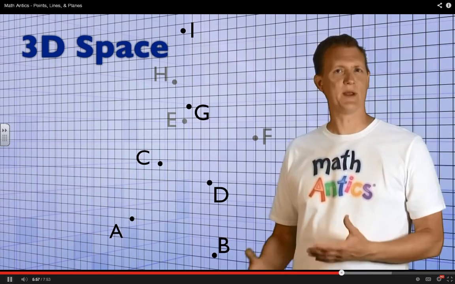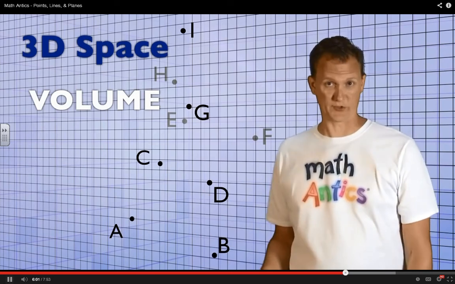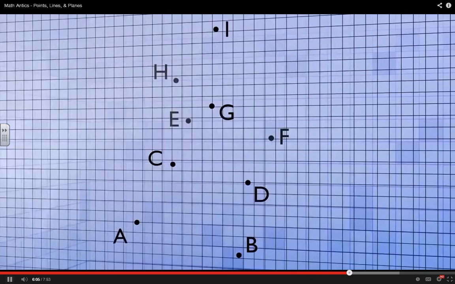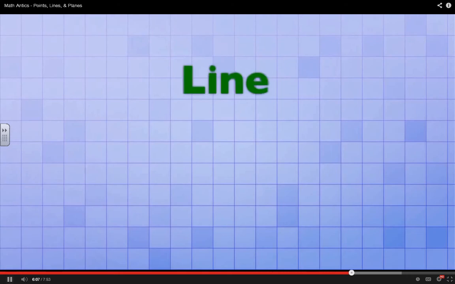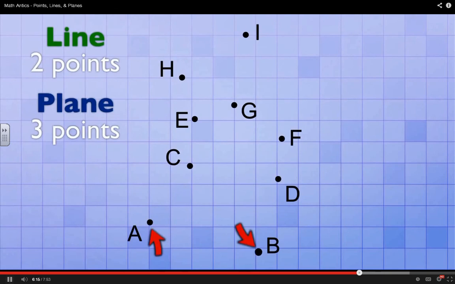A three-dimensional space like this is often called a volume, but we'll talk all about 3D volumes in another video. For now, let's get back to talking about planes. Earlier in the video, we learned that you can make a line by connecting any 2 points, right? Well, in order to make a plane, it turns out that you need to have 3 points. Like our 3 points A, B, and C.